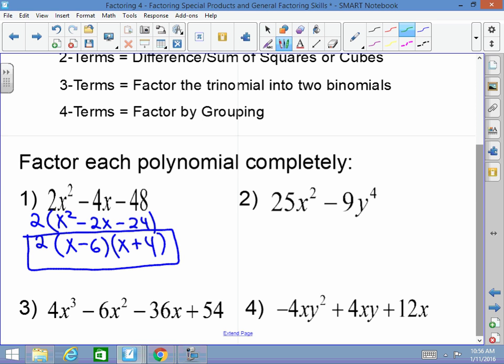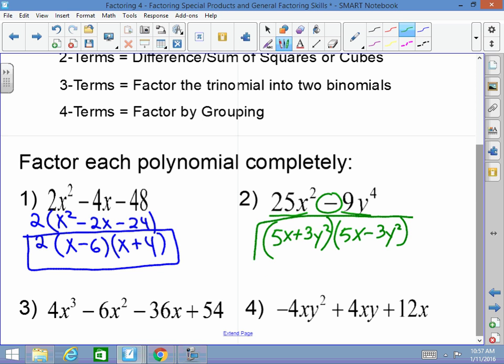Number 2. Hey, that's a perfect square. That's a perfect square. They're being subtracted. Well, heck fire. That's a difference of squares. So square root of the first plus square root of the second times square root of the first minus square root of the second. Awesome. Make sense? Yes.